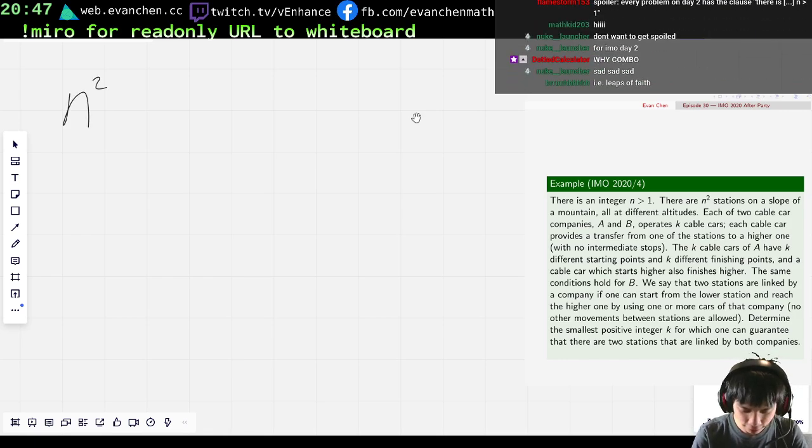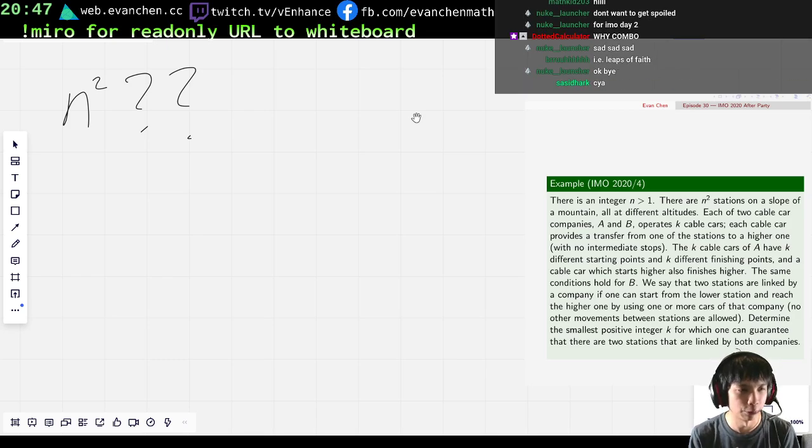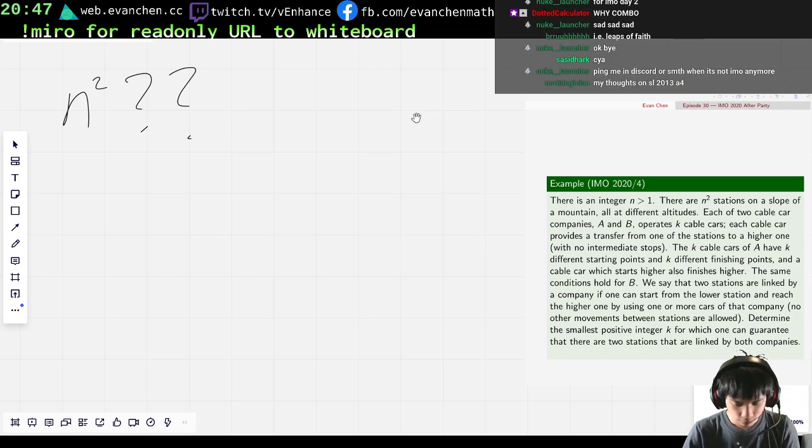The thought process is like n squared. Why is n squared? This problem statement has nothing to do with... There's no reason that this statement needed to have n squared in it a priori. You're like, okay, well, there's some number of cable cars. Why should the number of cable cars be a square? Why? So here's what we do.